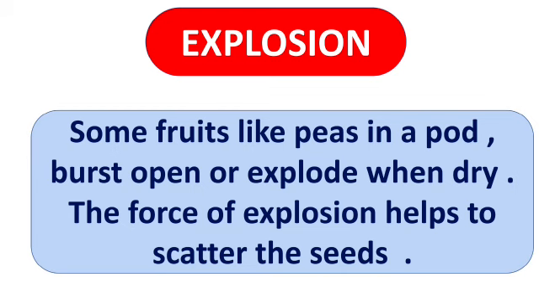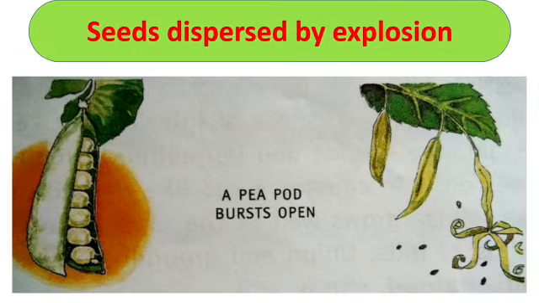Next is explosion. Now, what do you think? What is the meaning of explosion? Yes, it means it is a type of blast. Some fruits like peas in a pod burst open or explode when dry. The force of explosion helps to scatter the seeds. So we will see how explosion helps the seeds to be dispersed. See in the picture.